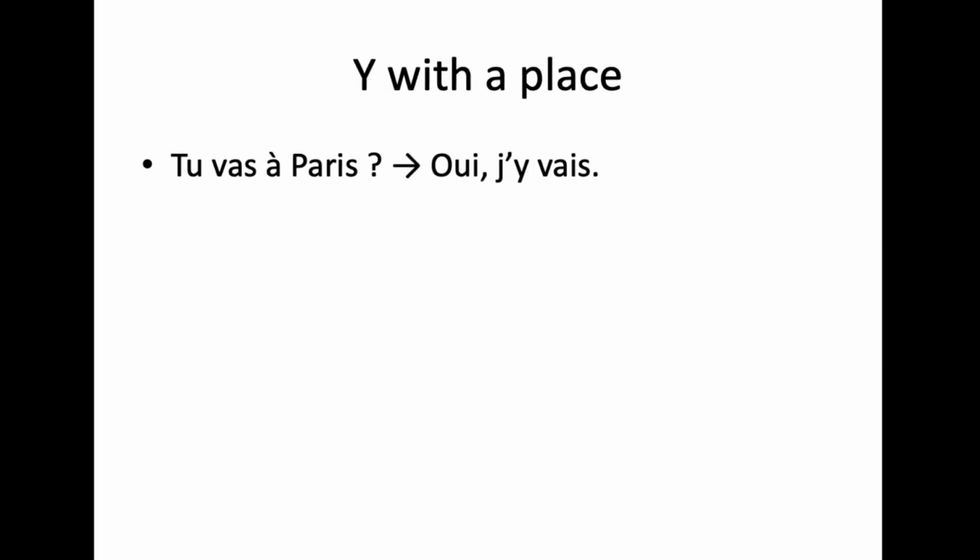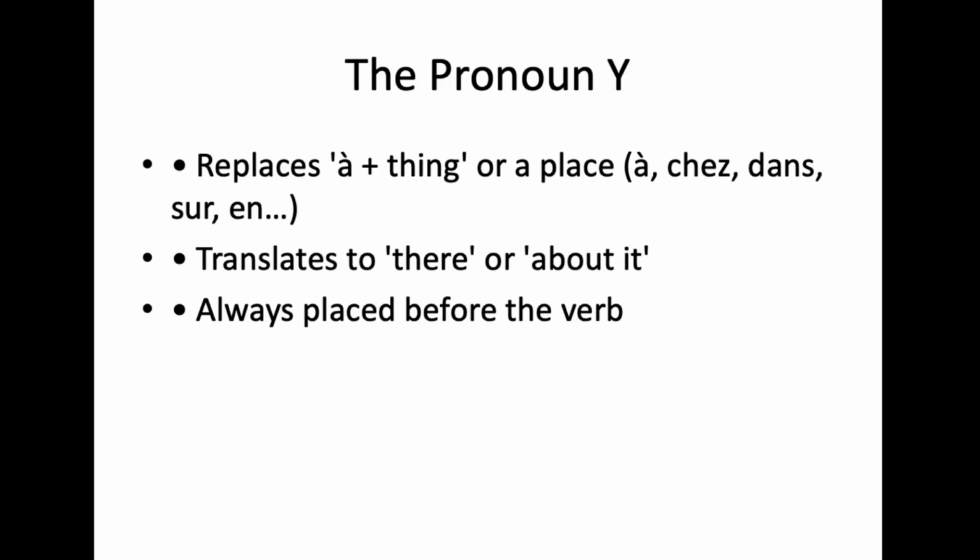So for example, if I say tu vas à Paris, in this context it's the same thing. Y is there to replace the complement, and it replaces a place. So as you can see, tu vas à Paris. À Paris is the complement. Where are you going? I'm going to Paris. So it's the same thing. And there, this y is there to replace the complement of localization, the complement of the place. So à Paris will be replaced by y. Oui, j'y vais. And as you can see, same thing as the pronoun en, it will always be placed before the verb.